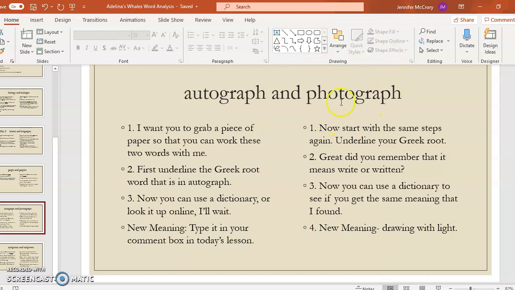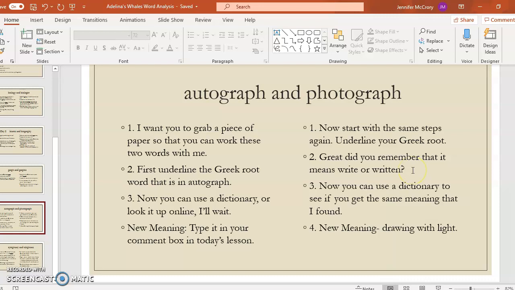All right, let's move on to photograph so we don't run out of time. Photograph. I'm going to let you do the same steps here. You're going to start with the same ones. I want you to go ahead and underline your Greek root. Where do you see this? Exactly. You should have underlined graph. Great. You remembered that. And I didn't have to tell you that it meant write or written.